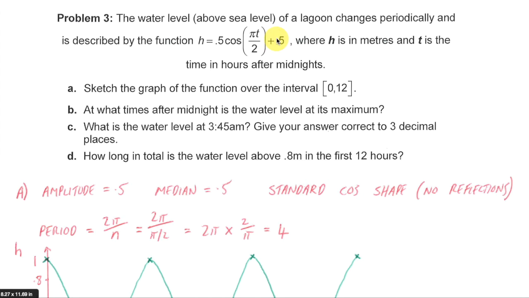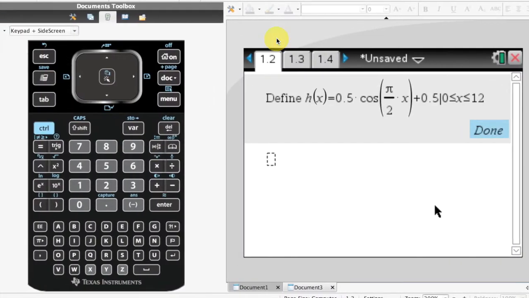So the first thing I'm going to do is define that function in my CAS. So here's my CAS, menu, actions, define, and I can define h of x. Notice that I've got a domain restriction in place here, that x is between 0 and 12 hours. The reason for that is because in the subparts of B, C and D, we're interested in only being between 0 and 12 hours. So there's my function defined.